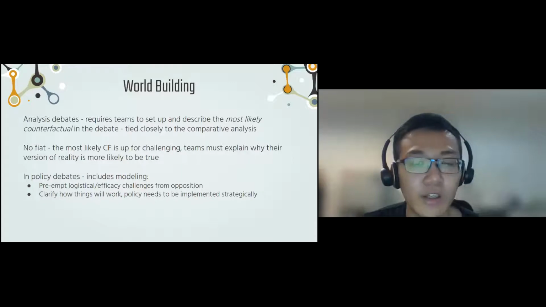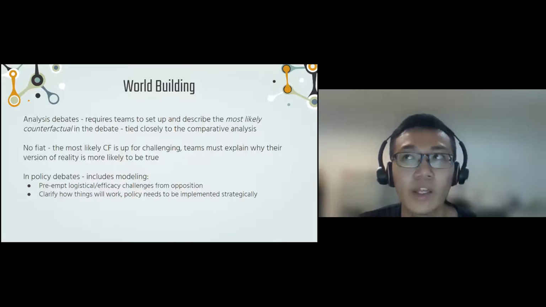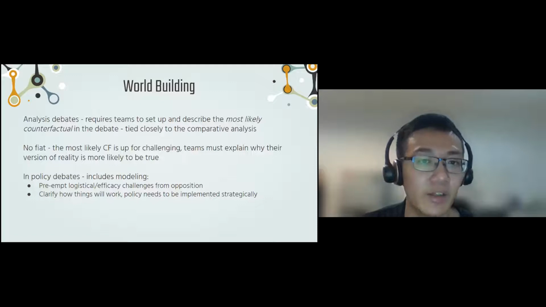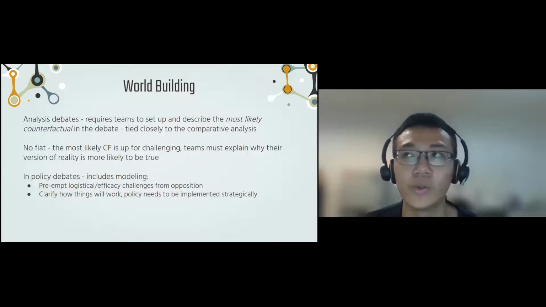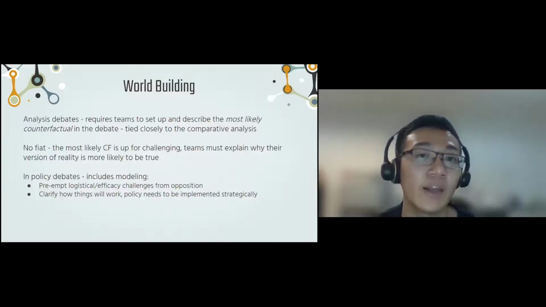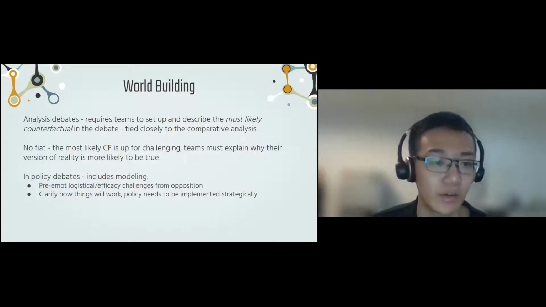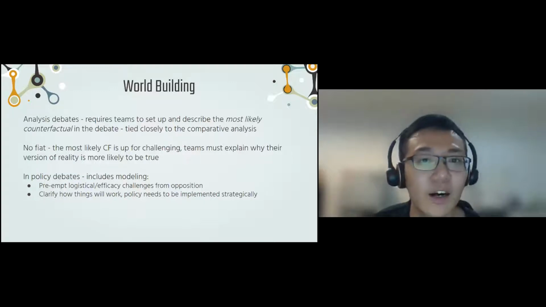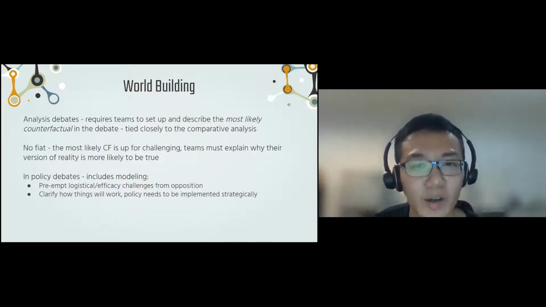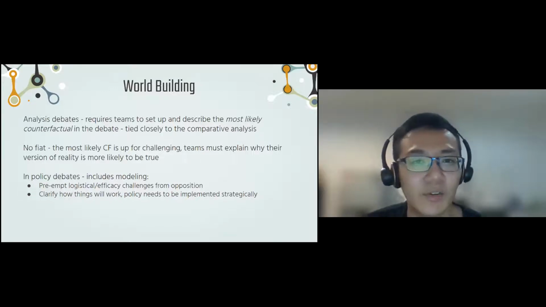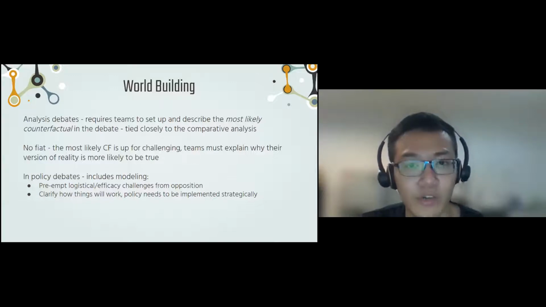This motion is an analysis motion, but for policy debates, and I'll just note that this also includes modeling, the government team gets fiat to set up the policy in the way that they envision it to materialize in society. The reason why you want to have a functional model is to make it clear how things work. You want to implement the policy in a way that's strategic, in a way that actually creates positive outcomes for society. It also helps to preempt the logistical and efficacy challenges from the opposition.